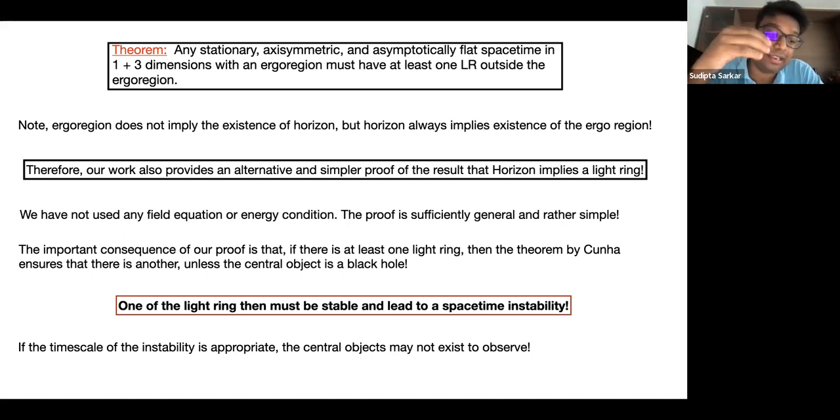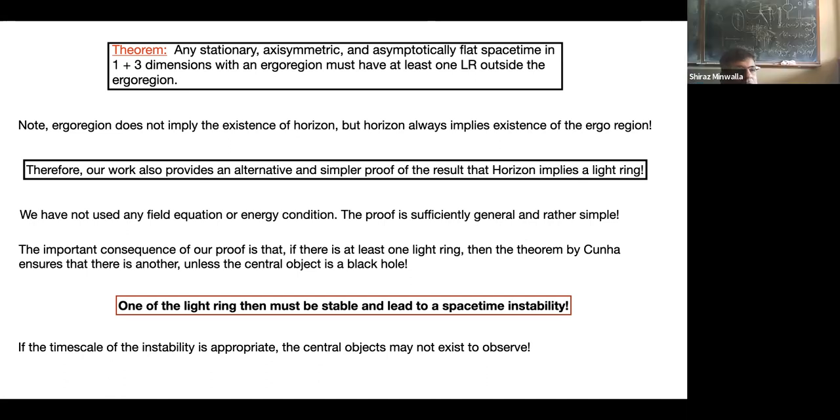If a neutron star has an ergosphere, there are other instabilities which will set in. There is something called the ergo region instability. This is even well known from before. So a compact object with an ergo region, most probably is a black hole.